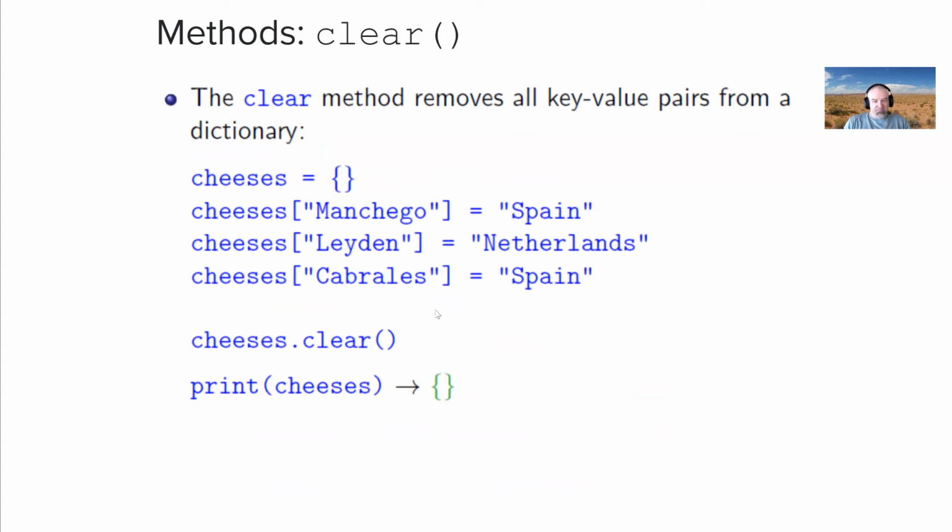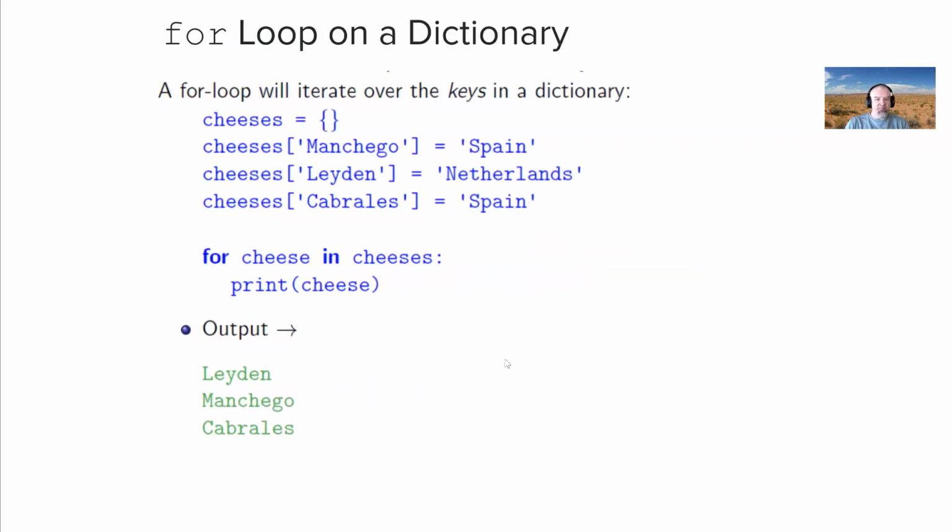The method clear essentially removes all key-value pairs from a dictionary. So if you have stuff in your dictionary over here, you can use the clear method, so cheeses.clear, to remove all the key-value pairs, and then you end up with an empty dictionary, right? So again, similar to lists, all this is more of the same, just slightly different because it's a dictionary, not a list, right?